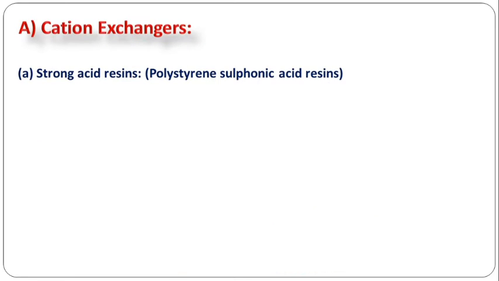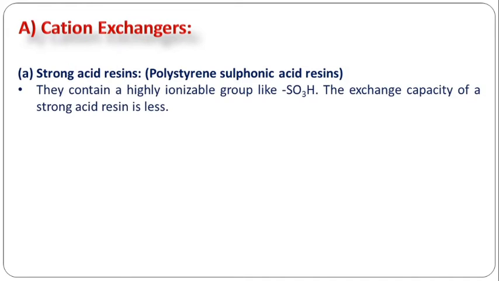First one is the strong acid resin, that is polystyrene sulfonic acid resin. So it contains sulfonic acid groups. They contain a highly ionizable group like sulfonic acid.